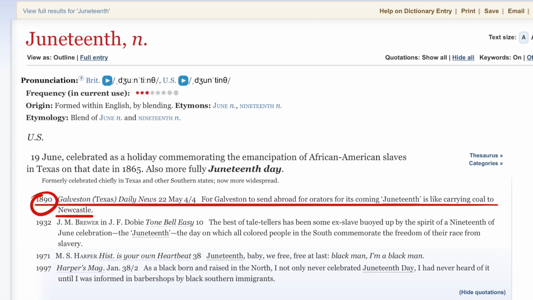Well, we don't know exactly, but the oldest written reference we have to the name Juneteenth, according to the Oxford English Dictionary, is from 1890, 25 years after the first Juneteenth. So at some point by 1890, this name for the event had been coined and was in popular enough usage for it to be written down.